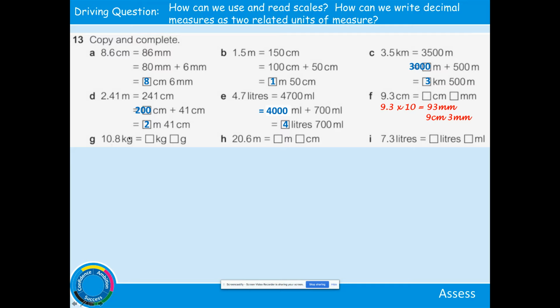Okay, G, we've got 10 kilograms, so we know that's going to go in here. We need to know the value of the 8 here. If we multiply by 1,000 grams in a kilogram, we've got 10,800. So we know the 10 is the kilograms, the 800 is the grams.